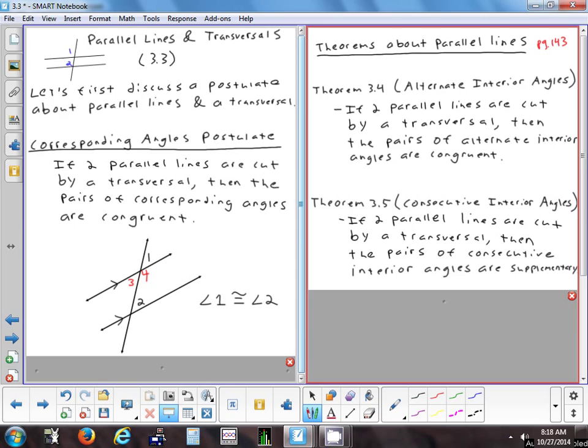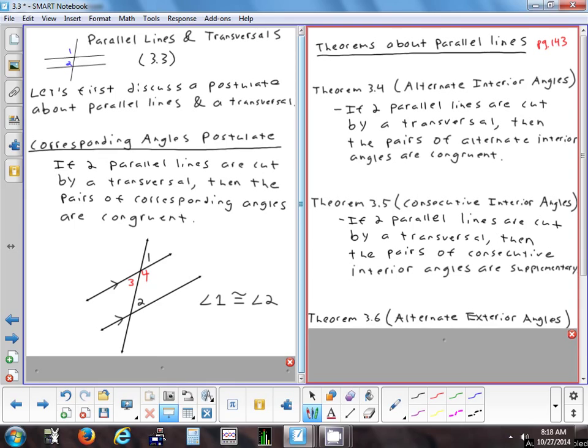And that's theorem 3.5. On a test, you don't have to know the theorem numbers. You could just write, consecutive interior angle theorem. You could abbreviate that a little bit. Okay, theorem 3.6, alternate exterior angles.